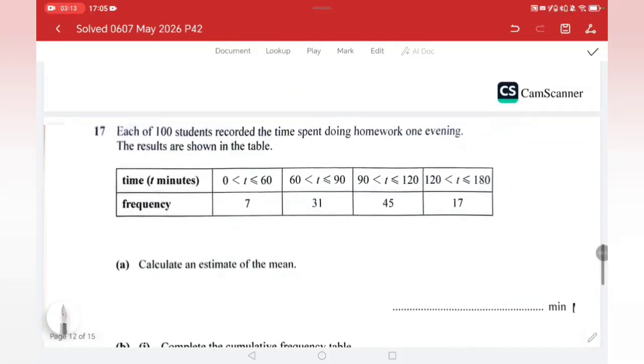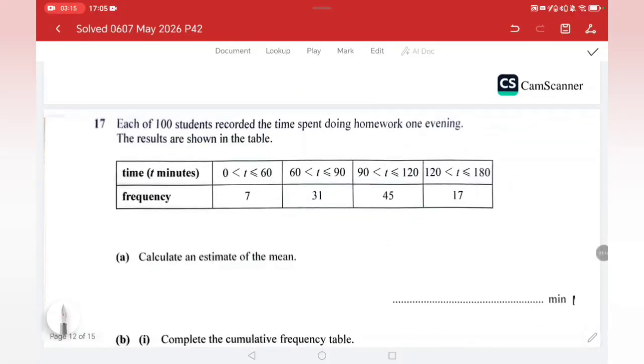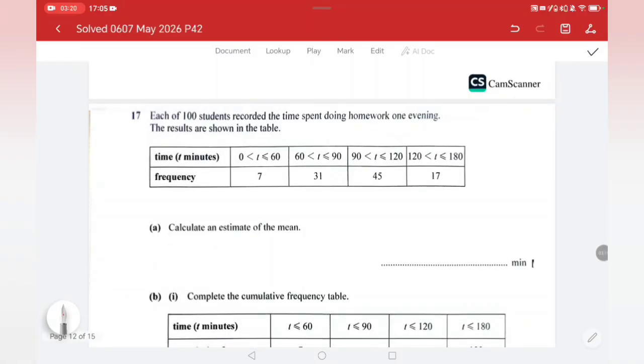Okay, we made it again 3 significant figures. Next one, the popular question in exam. It's about the frequency table, cumulative frequency, and then draw the graph. And this is what we said in the revision.